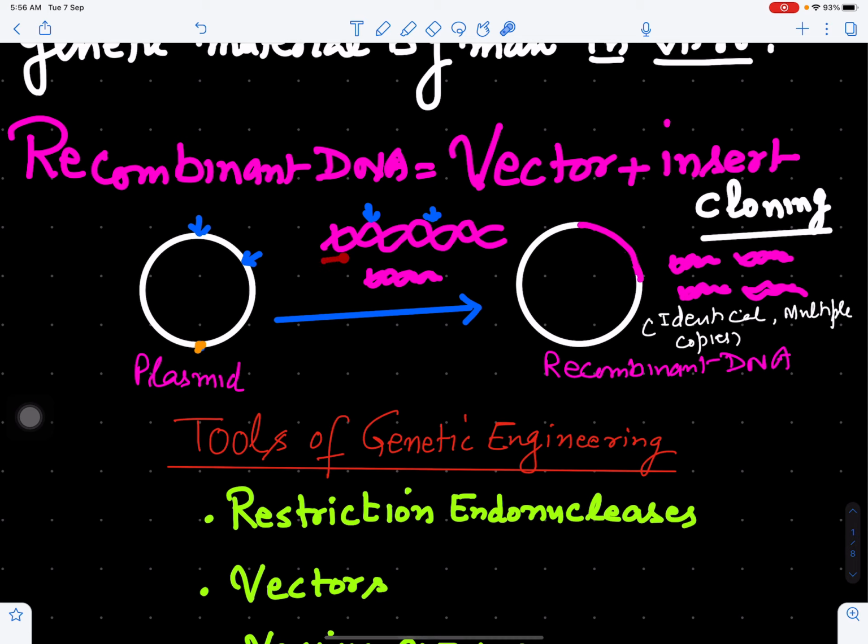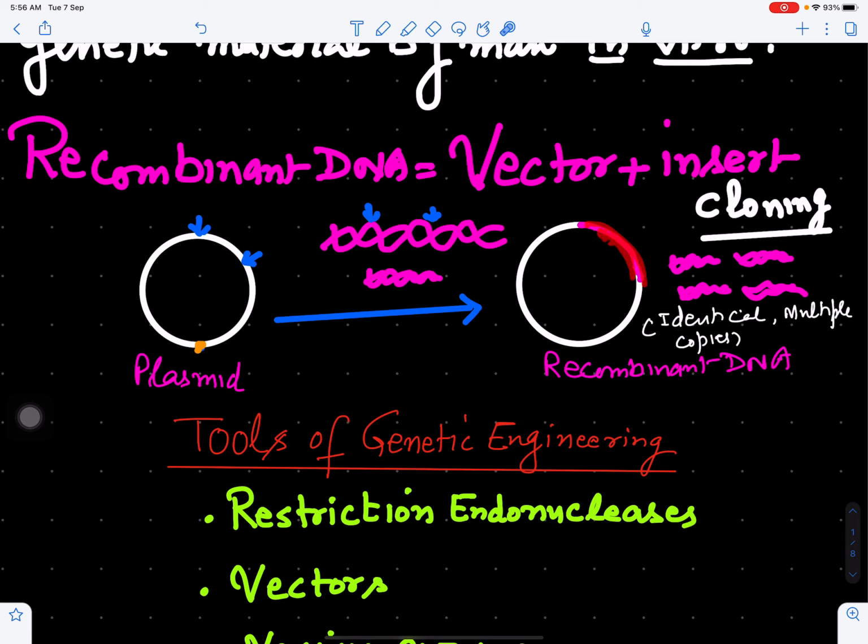Now this is the DNA which we want to insert. Now this can be again cut with the help of restriction enzymes. These are specific sites for cutting the DNA. So this DNA we have cut and we want to insert here into the plasmid. So this will be cut with the help of restriction endonucleases. A cut will be generated and here we can insert our DNA.